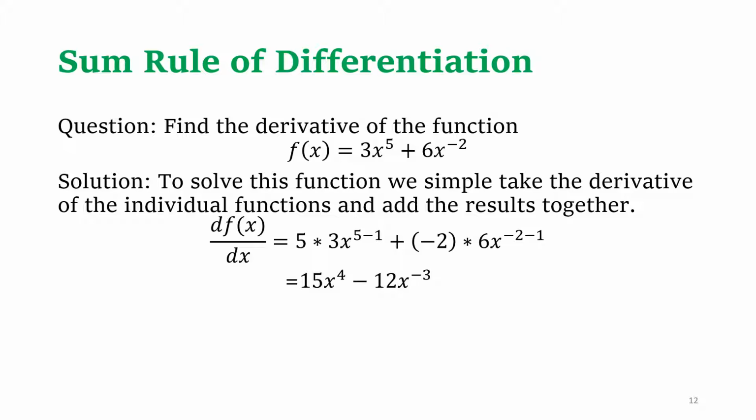So minus 2 times plus 6 gives us minus 12. And then again, I told you, you have to subtract 1 from the exponent. Now I'm going to take minus 1 from minus 2. Minus 2 minus 1 is minus 3. Okay? Minus 2 minus 1 is negative 3.